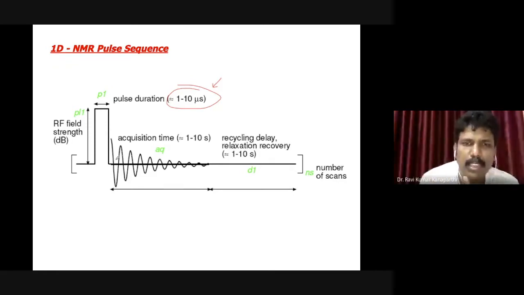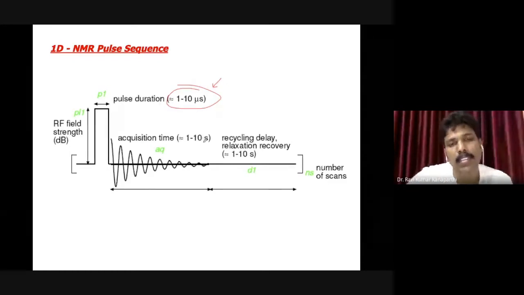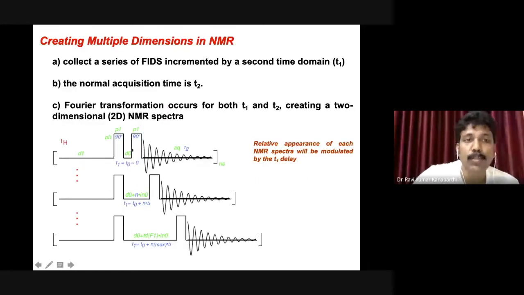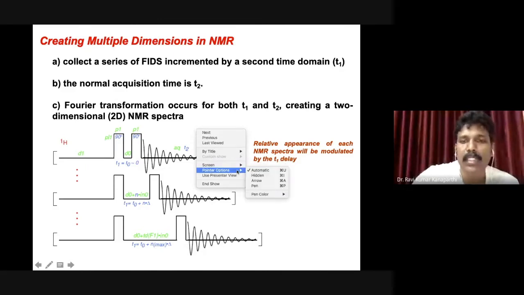That is being collected for about 1 to 10 seconds, okay, so that the acquisition will take place. The FID will be recorded. Then this FID, we will process it and we'll get the spectrum. Whereas in the case of two-dimensional NMR spectroscopy, this is what exactly happens.